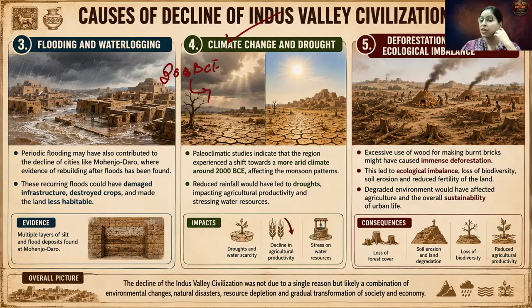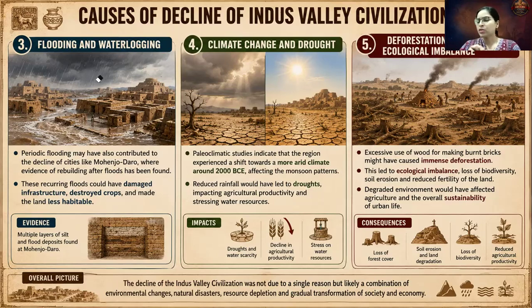And once upon a time, the area which was very luxurious, green, became arid and semi-arid. If you look today at Rajasthan area, Punjab area, it's an arid and semi-arid area. So probably slowly and gradually, earlier there were too many floodings and then reduced rainfall. So that have resulted into droughts, impacting agricultural productivity, and that could have led to the abandonment of the site.